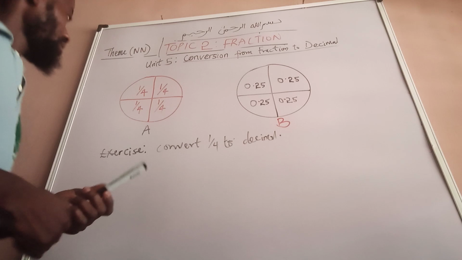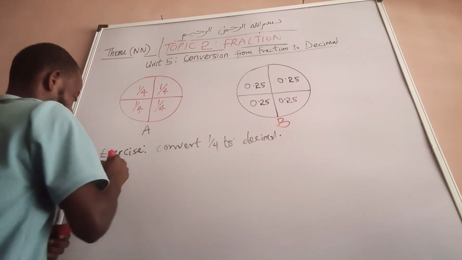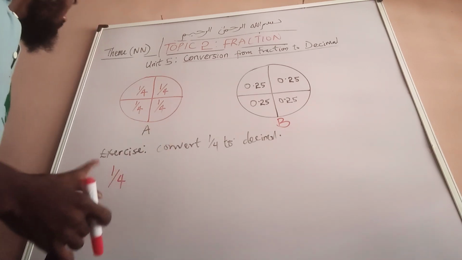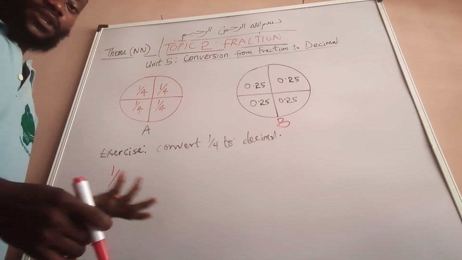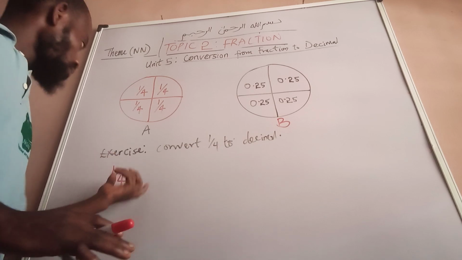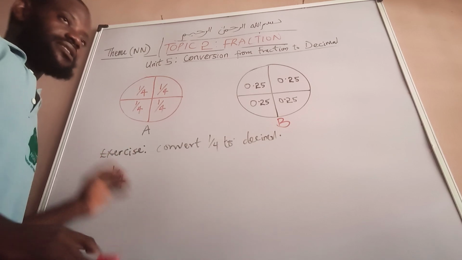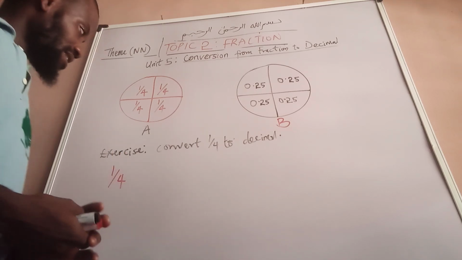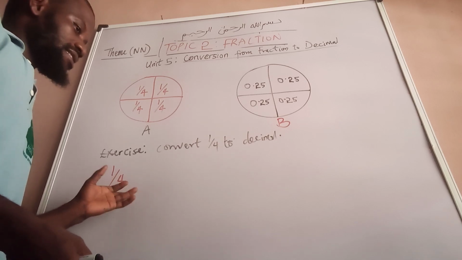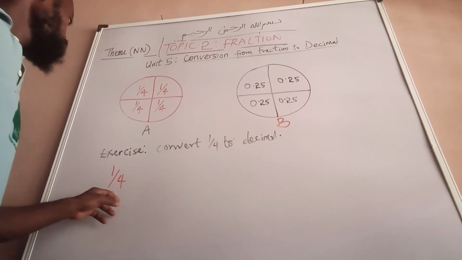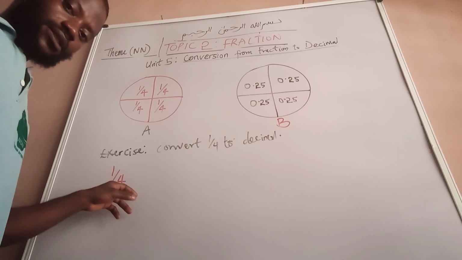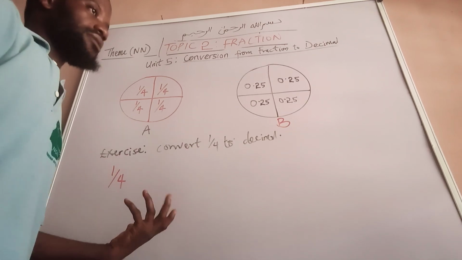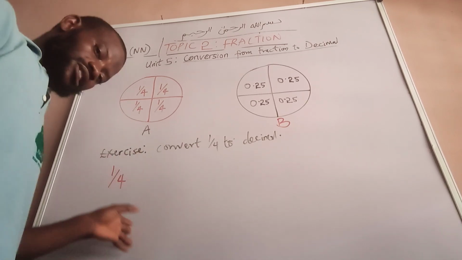Now, here, 1 over 4, as it is now, it is the smallest fraction ever. You cannot simplify this one further. There is no smaller equivalent of this. This is the smallest. Now, in doing it, you make sure you multiply this, because this is the smallest one, by either 10 or 100 or 1000.